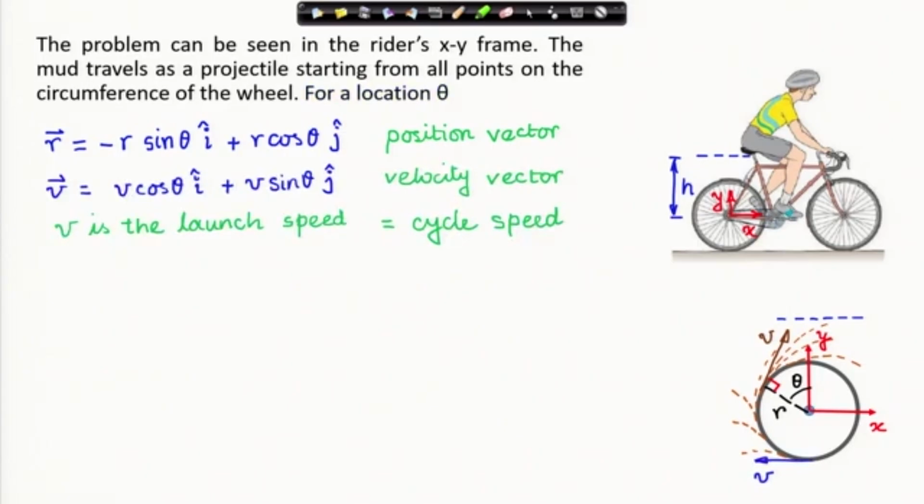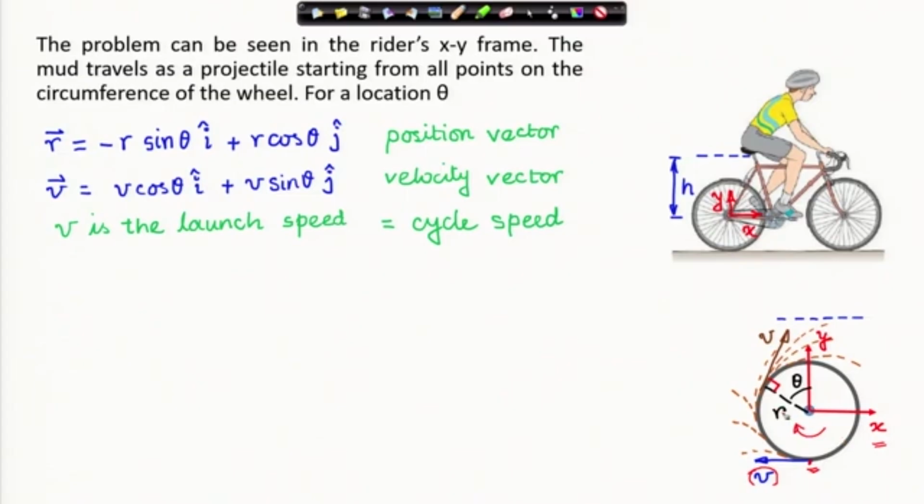The velocity vector of the mud particle when it starts, it has some velocity. What is that velocity? That velocity is exactly equal to the velocity of the bicycle. Why? Because you see in this xy frame, I have the wheel which is rotating, and the bottommost point of the wheel must have a velocity v, which is the speed of the bicycle, because when the bicycle is rolling, the absolute velocity of the contact point is 0, therefore the bicycle moves forward with velocity v.